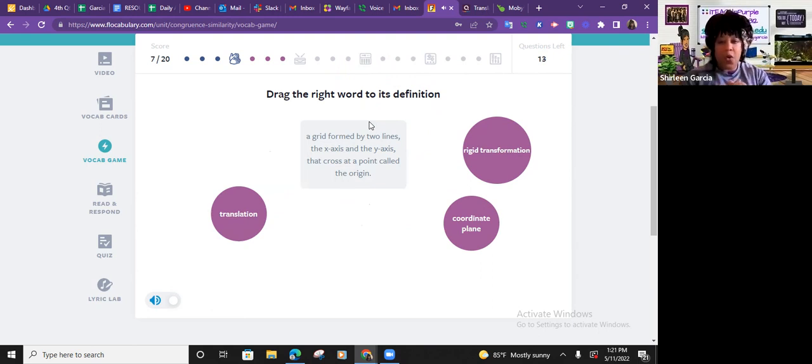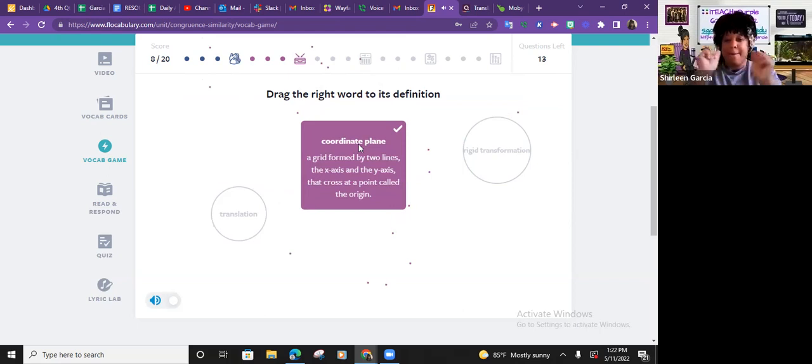A grid formed by two lines, the x-axis and the y-axis that cross at a point called the origin. Is that a rigid transformation, a translation, or a coordinate plane? Sometimes called a coordinate grid. Yes, the coordinate plane. Good job.